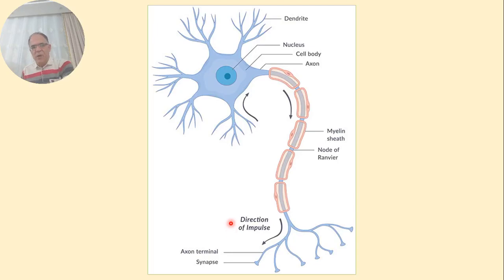Nerve impulse, or nerve message, is an electrical message. The electrical message travels along the length of the neuron in one direction, unidirectionally, from the dendrite to the cell body. After that, it goes to the axon and arrives at the synapses, or axon terminals.